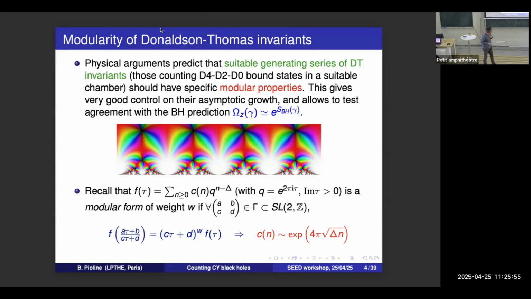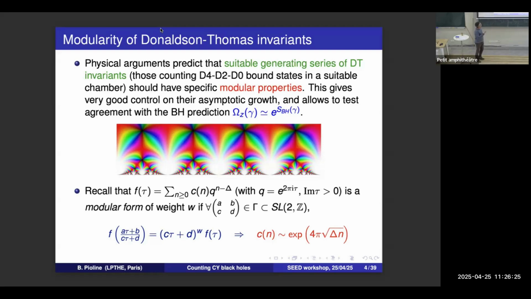They will have modular properties. And as a result, their asymptotic growth is very well controlled and allows one to make contact with the Bekenstein-Hawking entropy. So I think everyone in this room probably knows what a modular form is. If not, it's just some generating series, some sum of c_n q^(n - delta). In general, the powers of q could be shifted by some rational number.